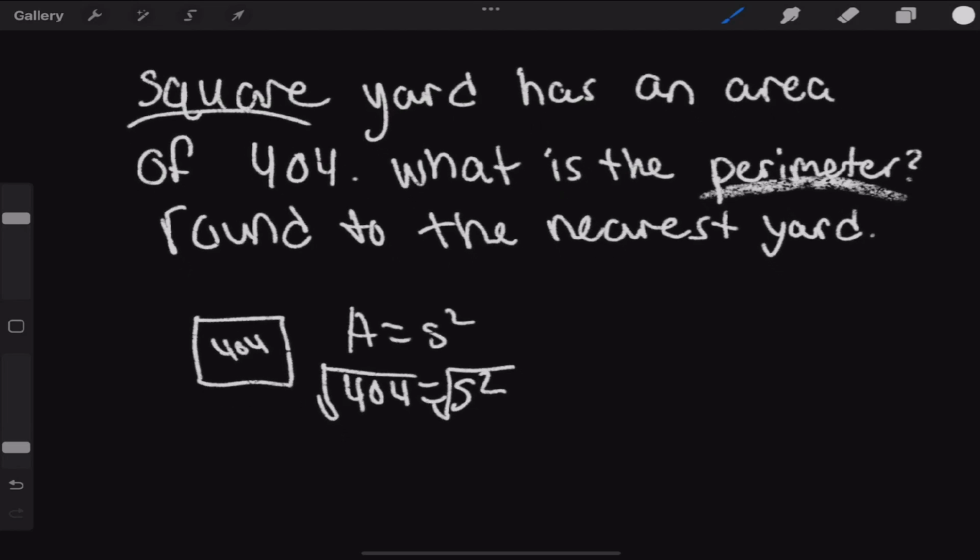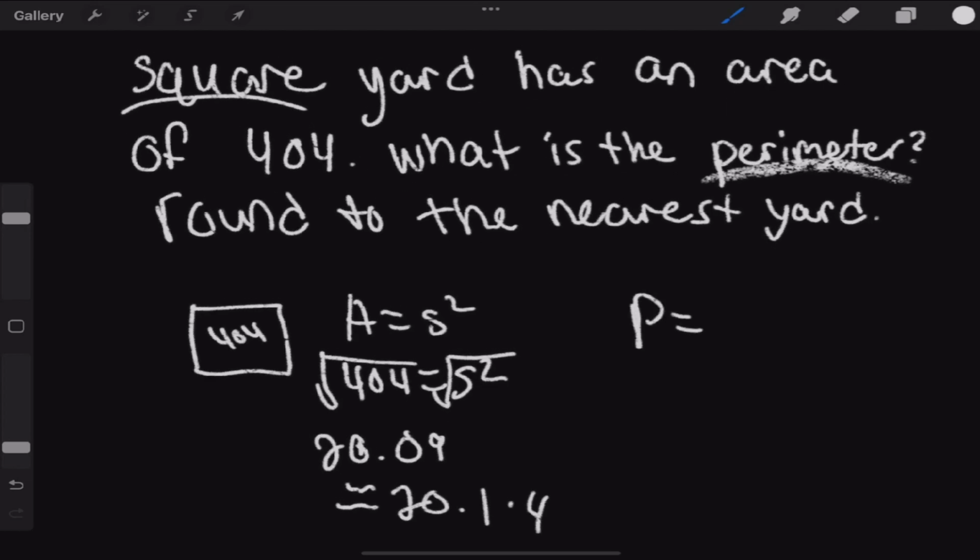So if you were to type this into your calculator and actually solve it, you get 20.09, I believe. So rounding that, that's about 20.1. So now that we have one side, we know that if we multiply this by 4, it'll give us our perimeter. So perimeter equals 80.4. And right here it says round to the nearest yard. So we know that perimeter is about 80 yards. And that right there is just how you'd solve that.